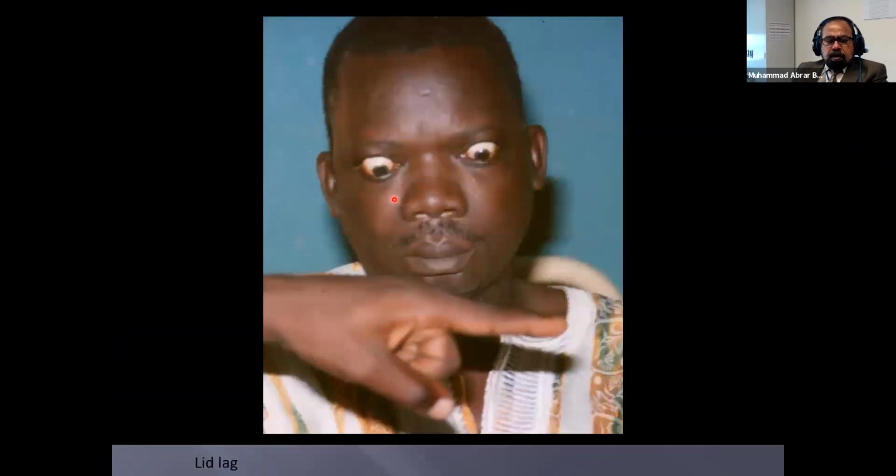So this is called lid lag. For example, if you put a finger in front of the eye and ask the patient to follow the finger without tilting the head, you can see that my upper eyelid goes along with the eye, but in this patient, the upper lid is not moving with the finger. This is called lid lag, because there is a problem in the eyeball. We will discuss this when we discuss Graves' disease.